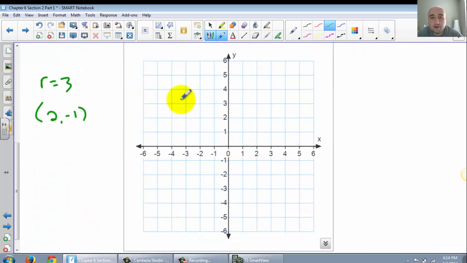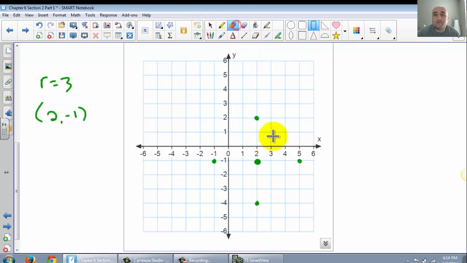All right, so we can plot this very easily. Our center is (2, -1), and then every radius is equal to 3 away. So if I go up 1, 2, 3, if I go 1, 2, 3 to the right, if I go 1, 2, 3 to the left, if I go 1, 2, 3 down, this should form a circle. Okay, so let me draw this. Hopefully this will work. And there we have it.